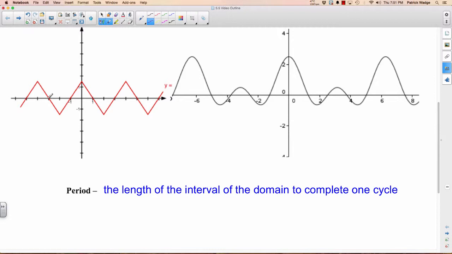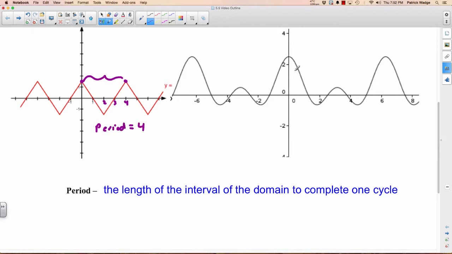So if we look at this red periodic function here, you can pick any point you want. Usually I would pick either a minimum point or a maximum point. Let's go with the maximum point right here. And where does this periodic function start repeating? It starts repeating again right there because there's another maximum point. So the period is this distance from here to here. Well, here's 1, so this is 2, this is 3, this is 4. The length of the interval of the domain until it starts repeating is 4. So the period of this is 4.